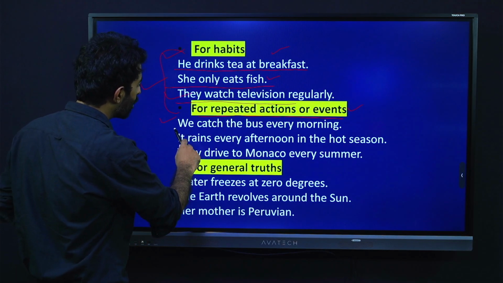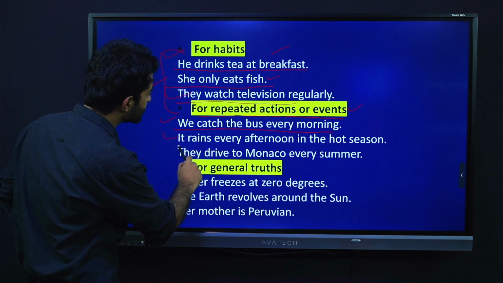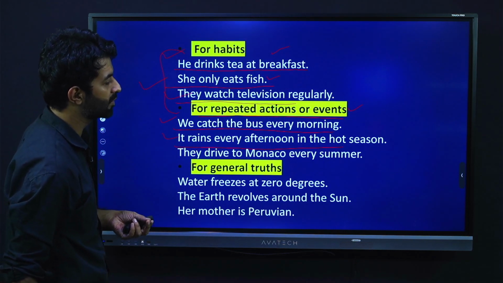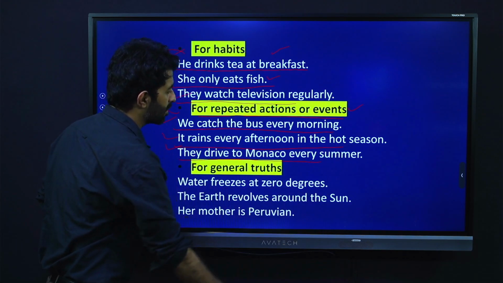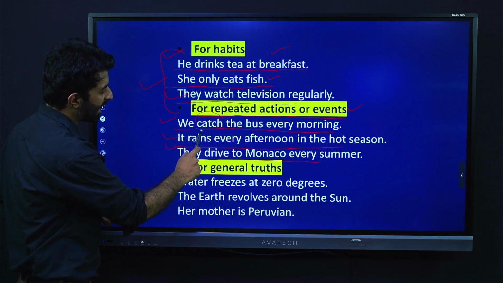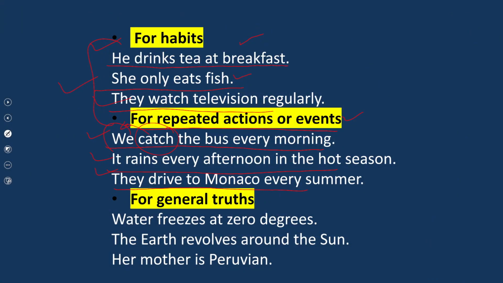For example, we catch the bus every morning. It rains every afternoon in the hot season. Or they drive to Monaco every summer. Now, notice करें catch के साथ हमने s या es नहीं लगाया because we are talking about plural pronoun.